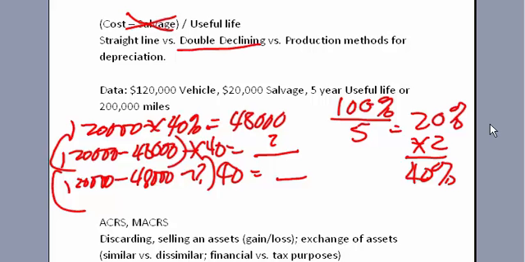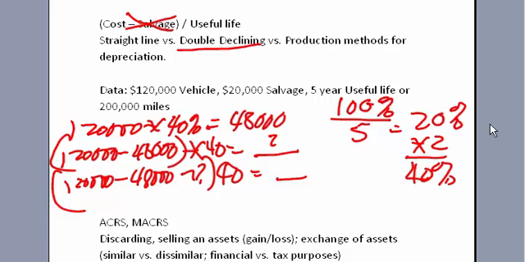With this method, then you go down to the salvage value. So even though in that fourth or fifth year you may calculate a number that's larger than the amount you should depreciate to reach salvage, you would never depreciate below the salvage value.